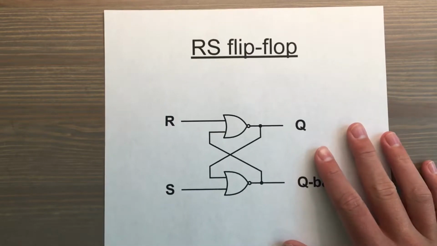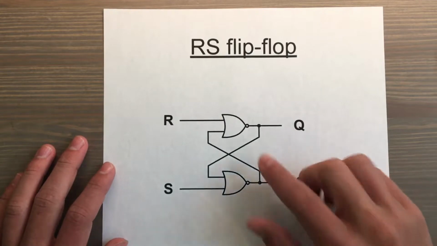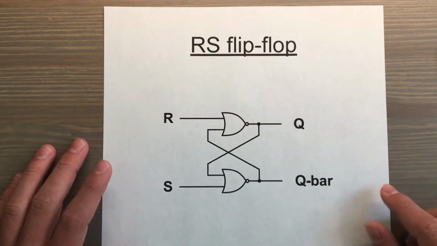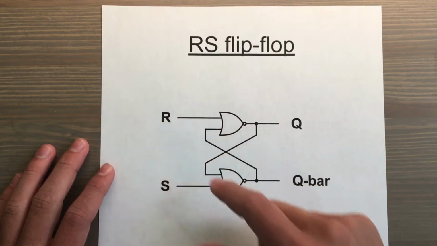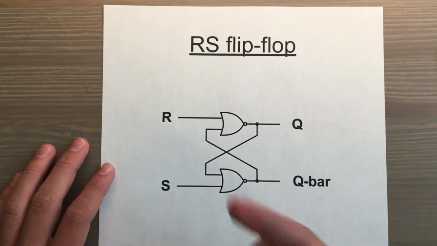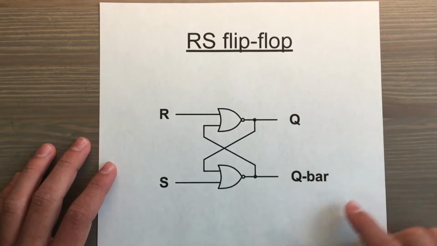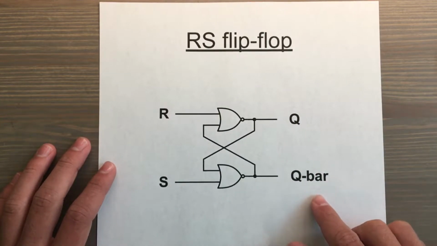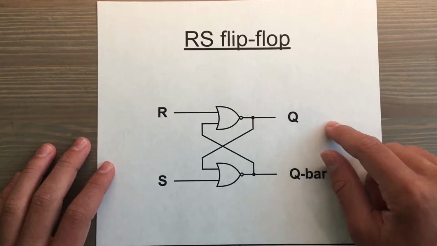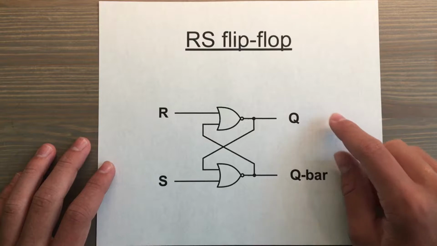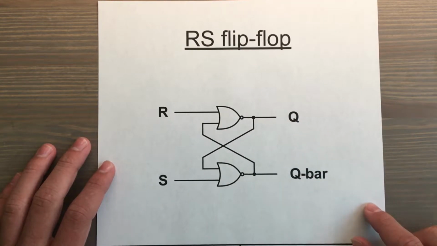So, as we can see here, the RS flip-flop is made up of two NOR gates, and it has two inputs, R, or reset, and S, or set, and then we have Q and Q bar, the two outputs. And what Q bar means is that this is the inverse or the opposite of Q. So if Q is a 0, this will be a 1. If this is a 1, this will be a 0.